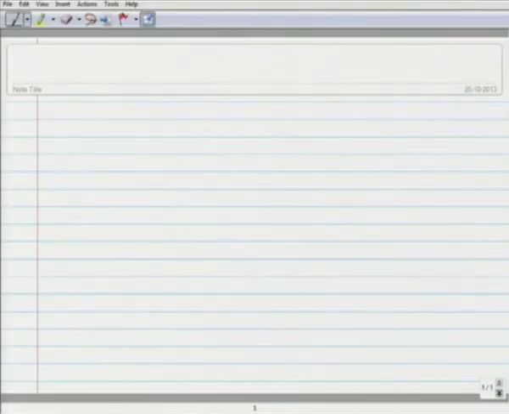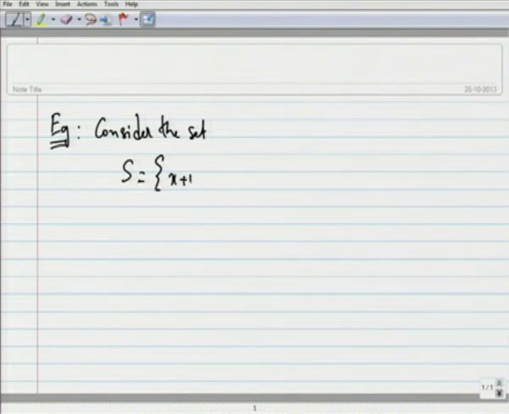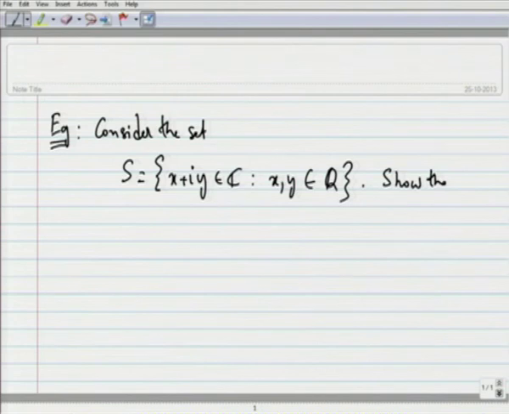So, we will consider yet another example of limit points. Consider the set S equals the set of all x plus I y in the complex plane, x, y real numbers, such that x comma y are actually rational numbers. So, these are complex numbers with rational coordinates. What we want to show is that every complex number is actually a limit point of this set.